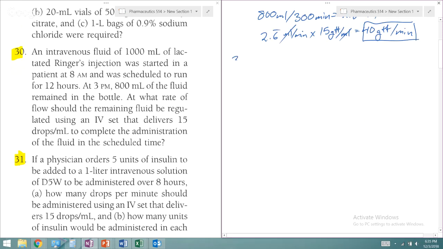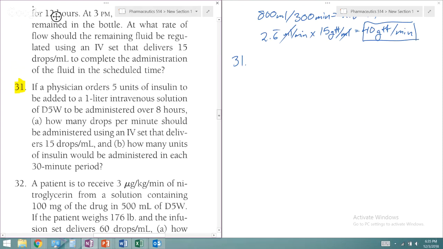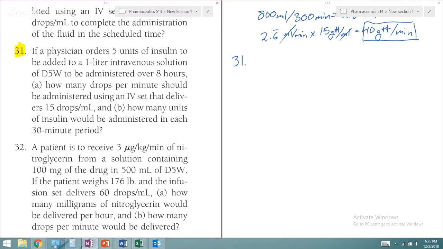All right, 31. Okay. If a physician orders 5 units of insulin to be added to a 1 liter intravenous solution of dextrose 5W to be administered over 8 hours, how many drops per minute should be administered using an IV set that delivers 15 drops per milliliter? And how many units of insulin would be administered in each 30-minute period?